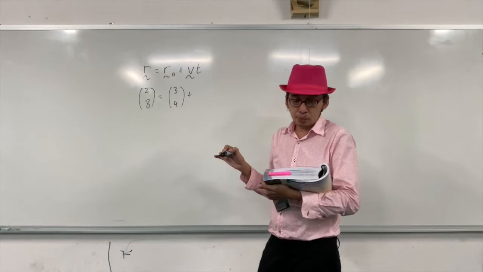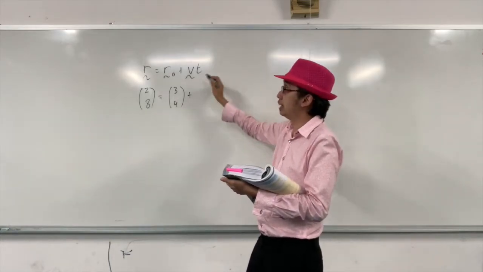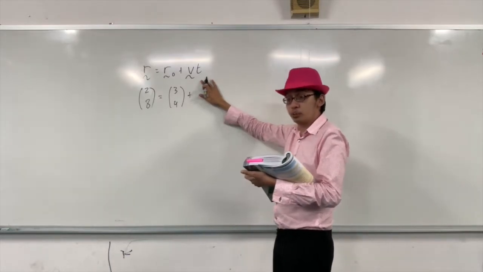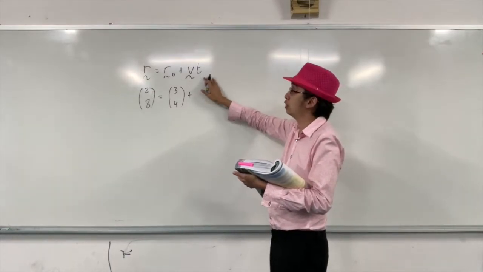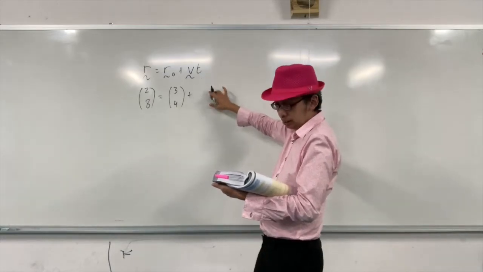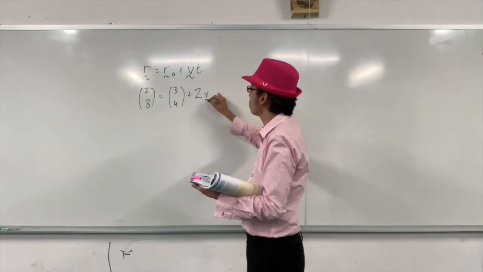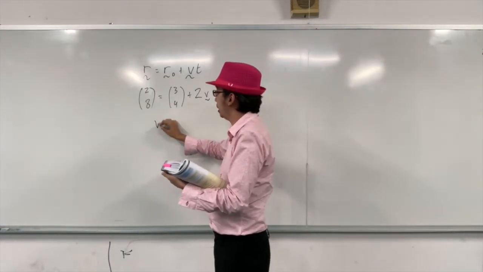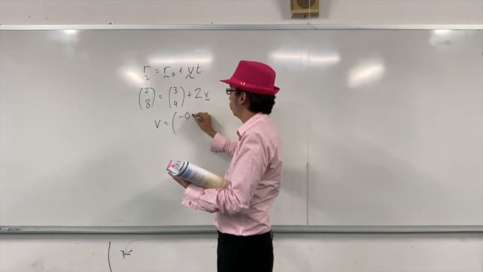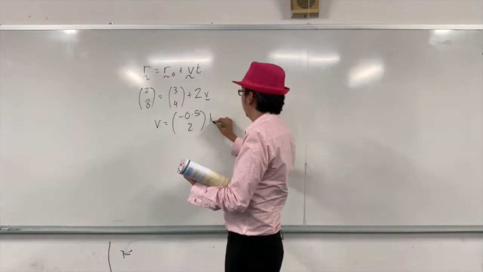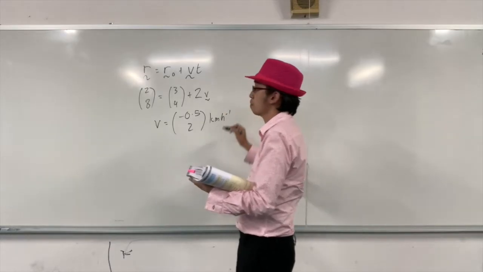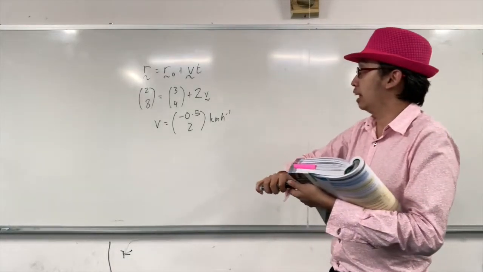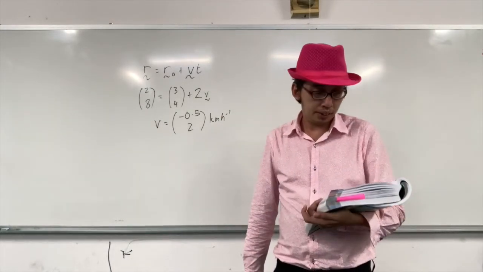Then you need to plus with the v and t. But v we don't know, that's what we want to find. But t, the time, we should know because they say it's 2 hours, so we can take t to be the number of hours, which is 2. Rearrange everything, and you should get v to be negative 0.5 and 2. This unit is kilometers per hour. So that's how we arrive at the velocity using the velocity equation.